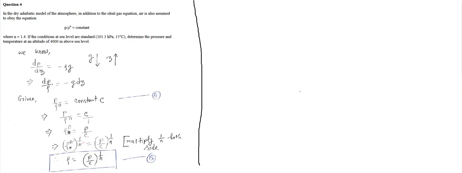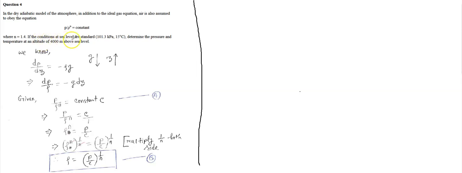So hello everyone. I told you last day I'll create a video for question 4. You see, this question is on the polytropic model of the atmosphere. In addition to the ideal gas equation, air is also assumed to obey the equation P over rho^n equals constant. This is similar to the ideal gas equation P equals rho RT, which I will show you later. Here n is the constant, given as 1.4.